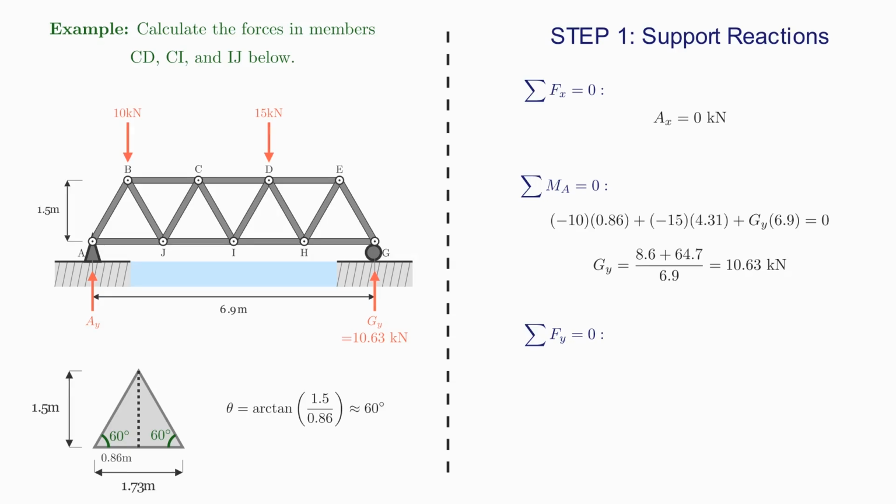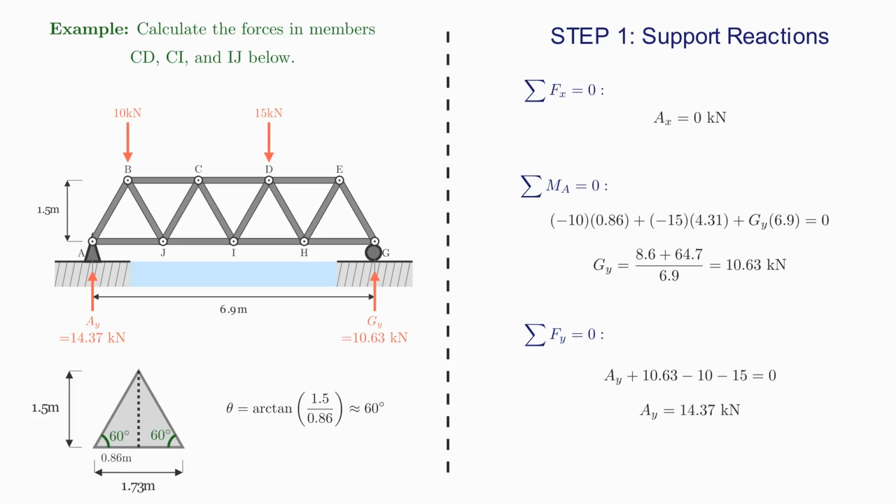For this one, taking the upward direction as positive and downward direction as negative, the forces going upwards is the AY, so it's plus AY. Also going up, I have the GY, which is plus 10.63 kilonewtons. And for the downward direction, I have minus 10, and I have minus 15, and all of these add up to 0. So rearranging and simplifying, I get that AY is 14.37 kilonewtons, and I can add this onto my diagram.